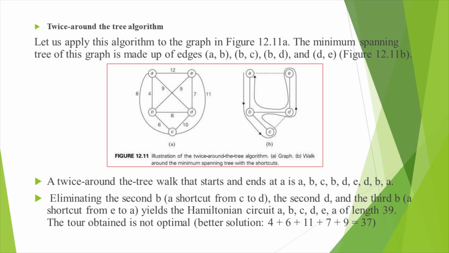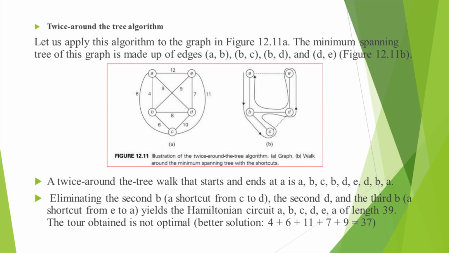We then form a Hamiltonian circuit of all vertices that are remaining on the list, which is the output of the algorithm. So by using these 3 steps, we need to build the outcome for the given image. So here we are applying this algorithm to the graph and getting the minimum spanning tree of this graph with edges a comma b, b comma c, b comma d and d comma e.